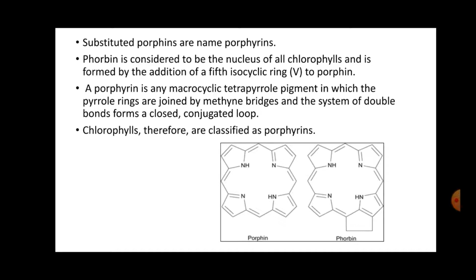the porphyrin structure. A porphyrin is any macrocyclic tetrapyrrole pigment in which the pyrrole rings are joined by methine bridges and the system of double bonds forms a closed conjugated loop. Therefore, chlorophylls are classified as porphyrins. Here you can see the difference between porphyrin and phorbin structure.